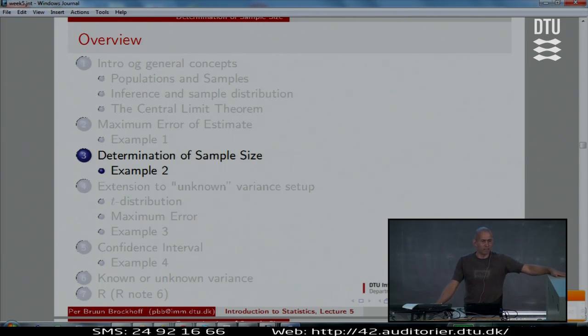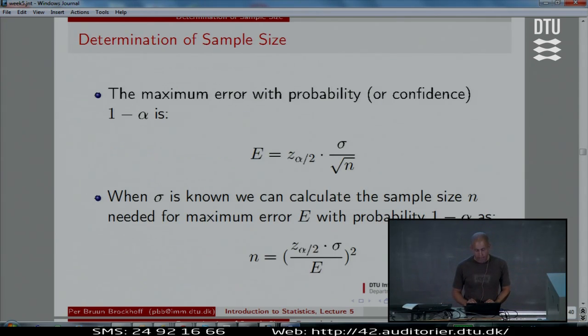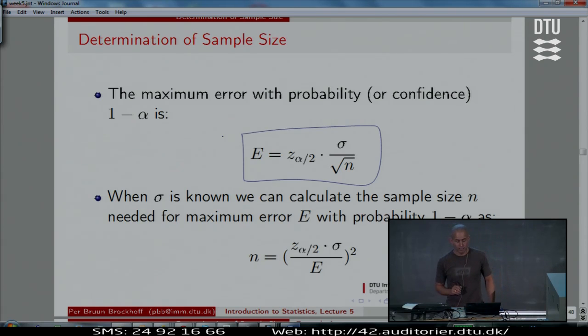Determination of sample size. Now, we have a formula. Maybe you still have to get used to this formula a little bit and what it really means. That's fair enough. But at least you could see it. Here is a formula that gives us some kind of error statement when we have an average. And it is related to probability. Fine.